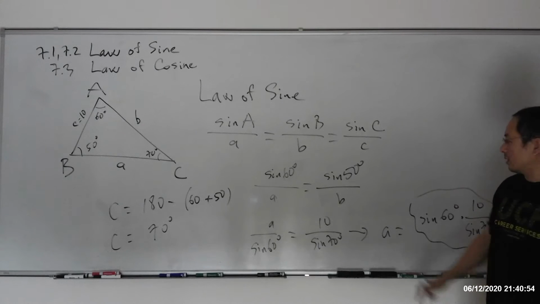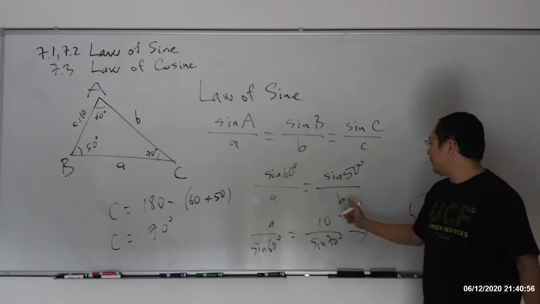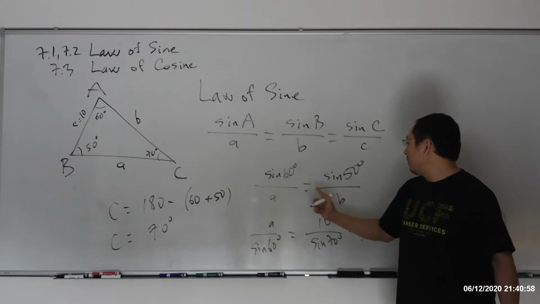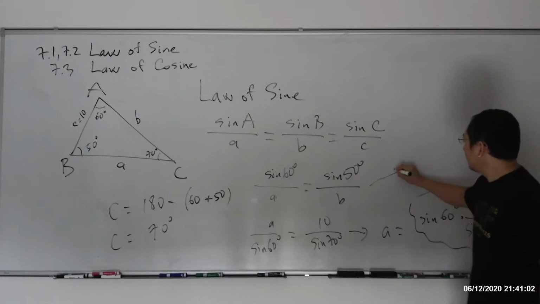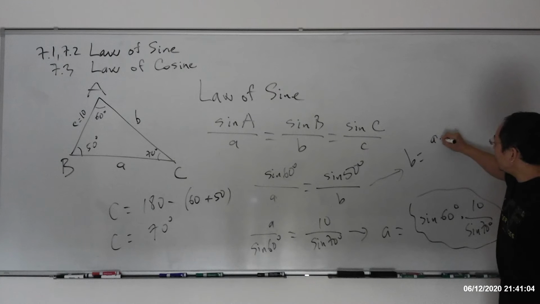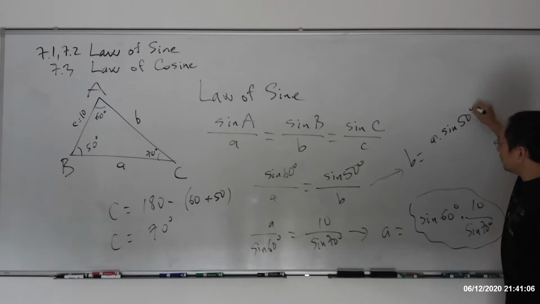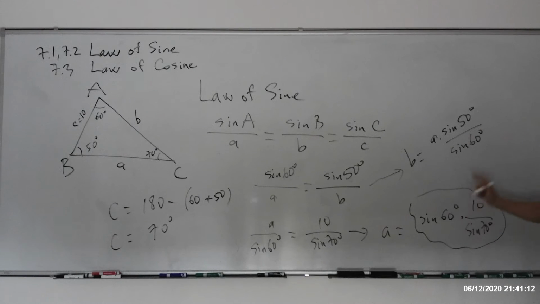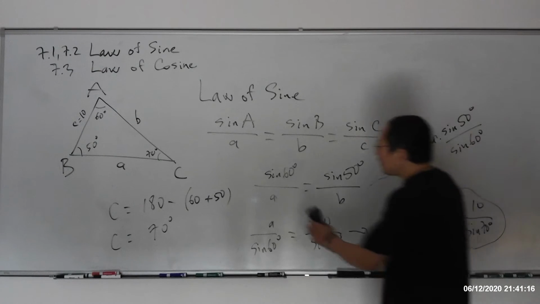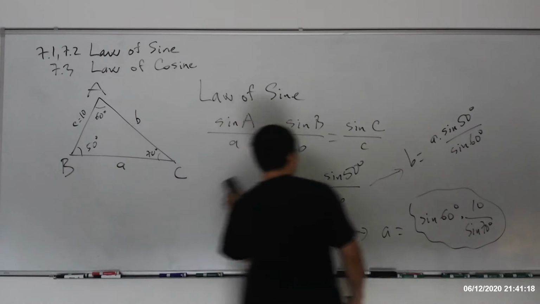Okay, so we know the length A, we do the same thing, cross multiply. So B is equal to what? A times sine 50 degrees. B is equal to A times sine of 50 degrees over sine of 60 degrees. And A is what you know right here, you plug in, you got B. Okay. That is about the law of sine.